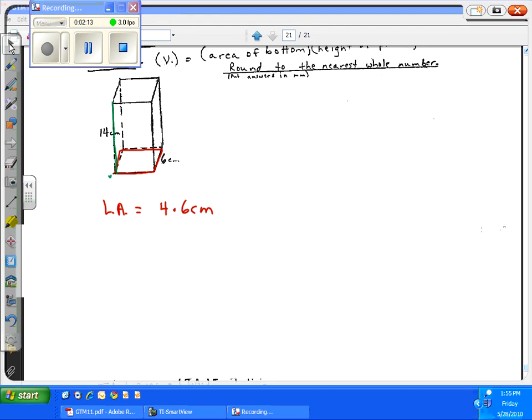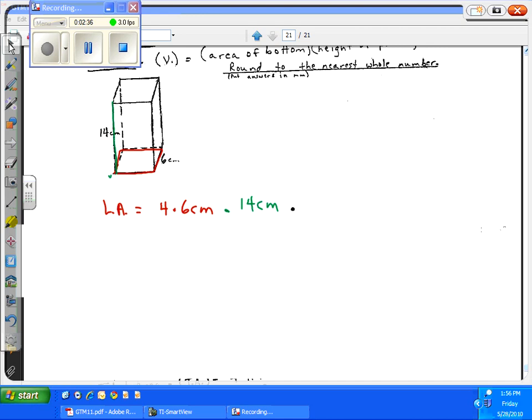the perimeter of the bottom is the base of the folded out rectangle, and the height of the prism is the height of the folded out rectangle. So when we go perimeter of bottom times height, that would give us the lateral area. Now, we need to convert.